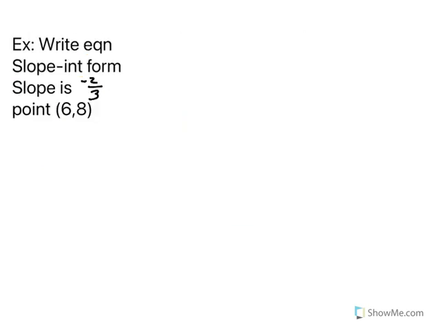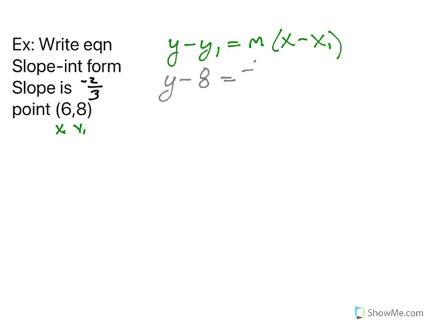Let's do another one. Let's throw some fractions in. Let's have a slope of negative 2/3 with a point of 6, 8. So here's x1, y1. Again, y minus y1 equals m times x minus x1. And let's plug in what we know. Y minus 8 equals negative 2/3 times x minus 6. Okay, great. No double negatives. We can just get ready and we can distribute.